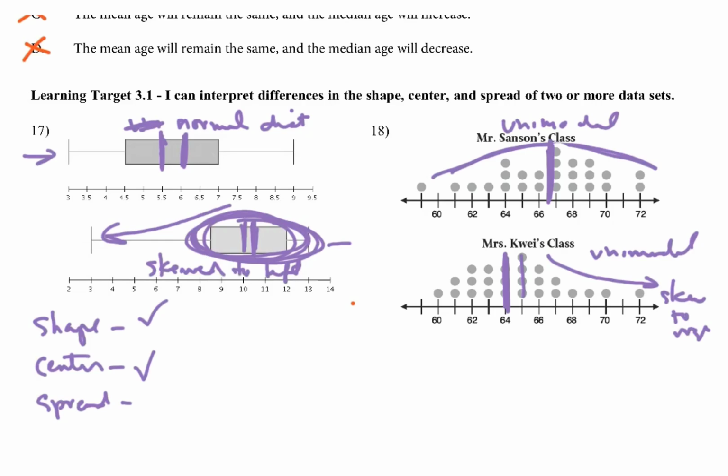Okay, spread is the variability, and if there's any outliers. Don't really see any outliers. This one goes from 3 to 9, this one from 3 to 13. So this one has a high variability, whereas this is low. This one goes from about 60 to about 72. So probably the same variability. All right, there we go, guys.